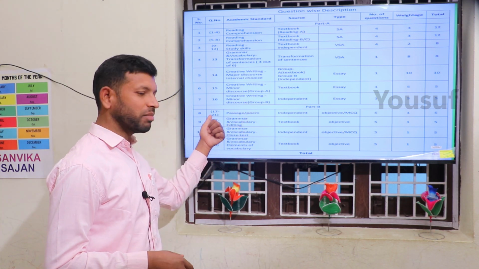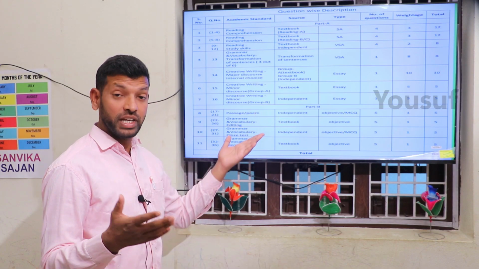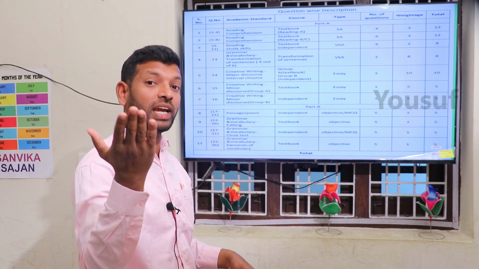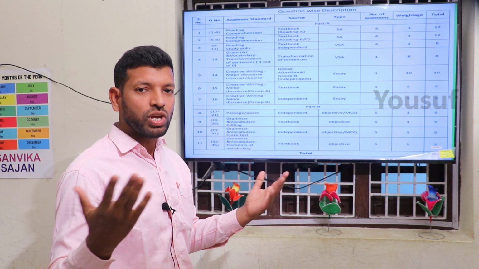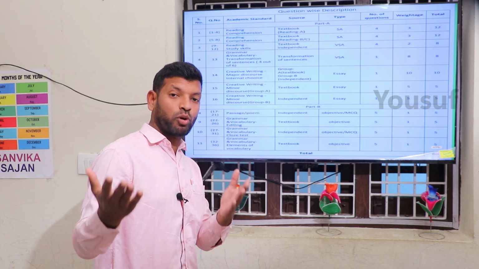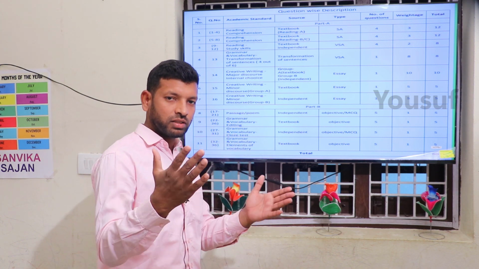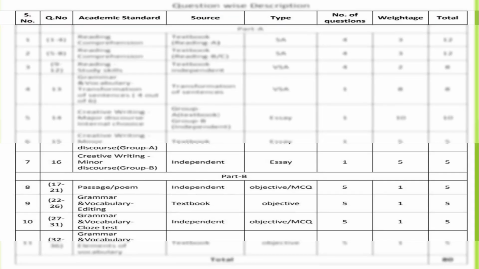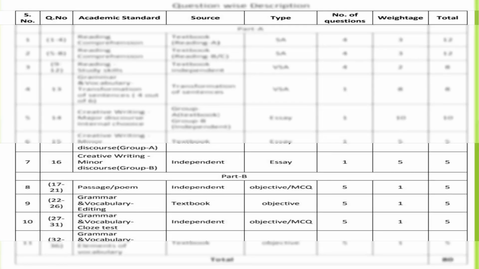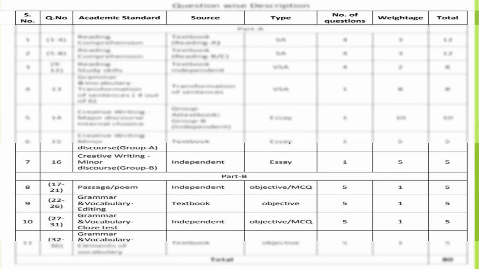Right, so here question number 17 to 21, a passage or poem will be given, and that will be independent. Independent means, as I told you already, it is unseen text, meaning you may get it from any outside textbooks and all. Sometimes there may be a chance of getting a paragraph or a poem or anything from previous classes like 6th, 7th, 8th, 9th. That's it, right? So passage or poem independent. Objective MCQ questions will be there, number of questions are 5, weightage marks 5 on the 5, then total marks are 5.